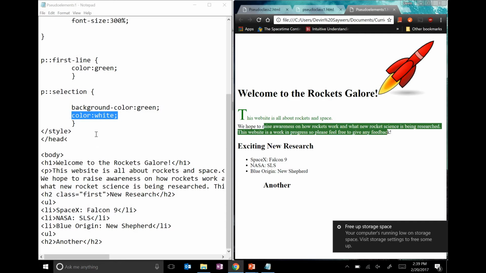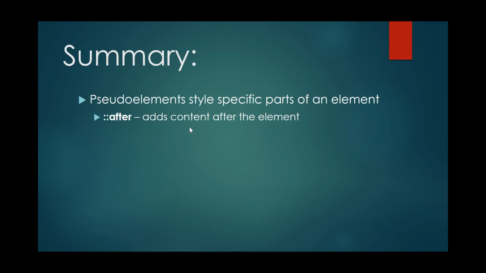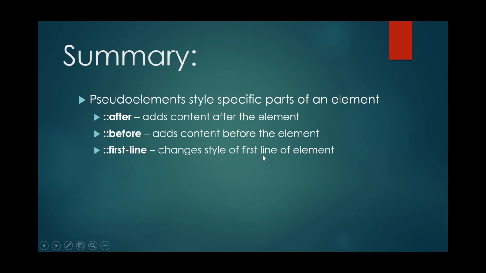It's kind of fun. Alright, so let's go ahead and summarize what we've covered. Pseudo elements, again, just style specific parts of an element. The first one we talked about was the after pseudo element, which adds content after the element. And that was how we added that image after every single first heading. There's also the before pseudo element, which does the same thing. It just adds it before, though, instead. Then we have the first line, which is going to change the style of the first line of an element. And again, these are all applying to parts of an element and not the entire element itself.